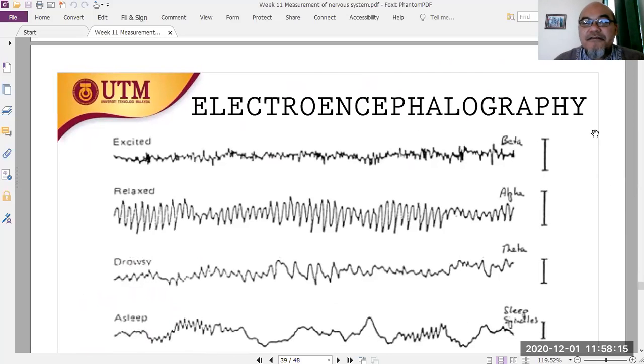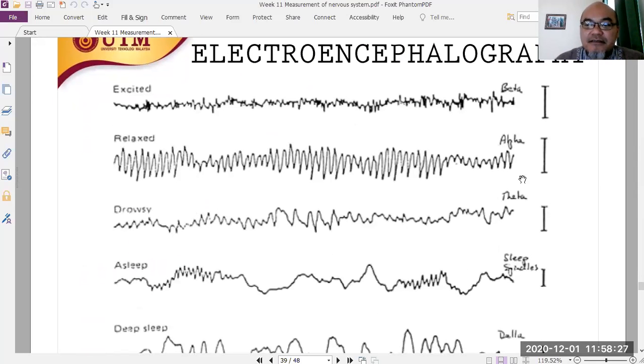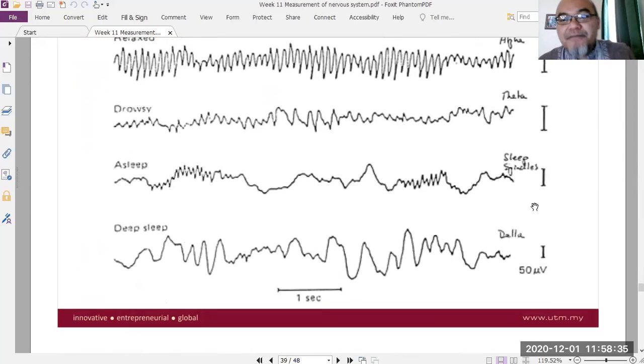This is a different EEG when you are in different physiological or emotional conditions. When you are excited, you generate more beta wave in your brain. When you feel relaxed, more alpha wave. When you feel drowsy, you also get another beta wave. When you are asleep, you develop this kind of sleep spectrum. When you are in deep sleep, I think this is delta wave. This is delta wave.